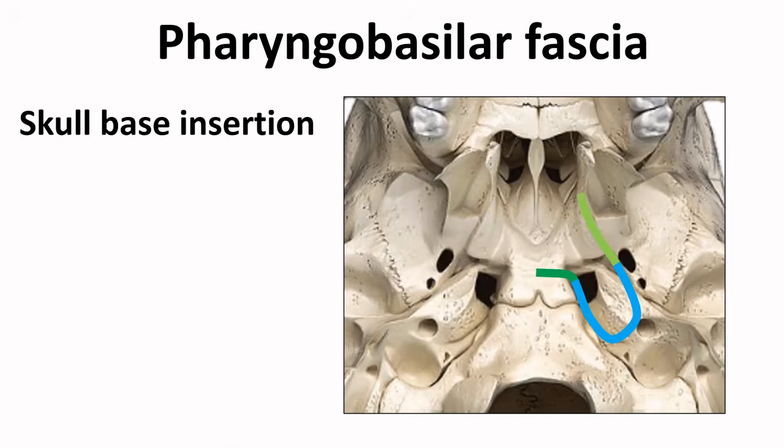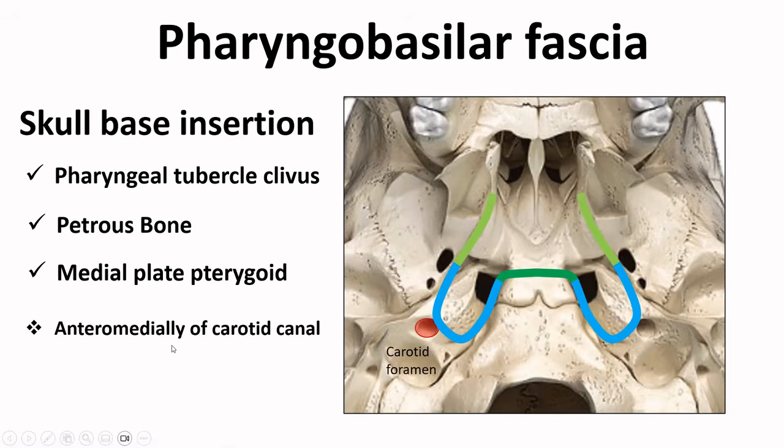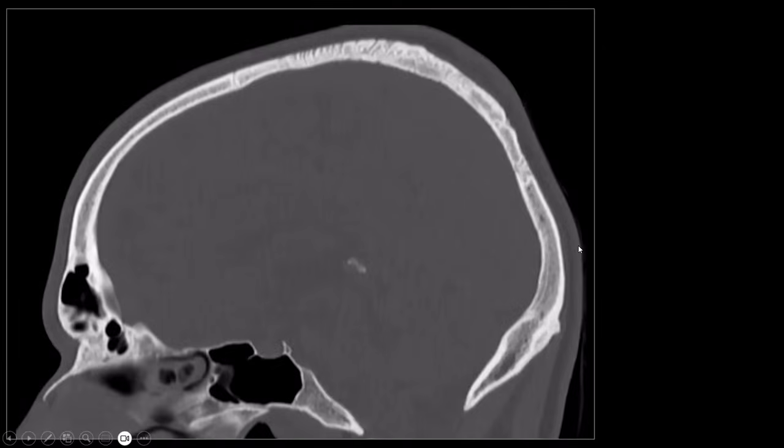So here are once again the insertions of the Pharyngobasilar fascia on the skull base. This is the pharyngeal tubercle of the clivus. Then it inserts on the petrous bone, more specifically at the level of the petro-occipital suture, making a turn medially and in front of the carotid foramen. And finally, we get an insertion at the medial plate of the pterygoid. So it's located anteromedially of the carotid canal and seals off the foramen lacerum as said.